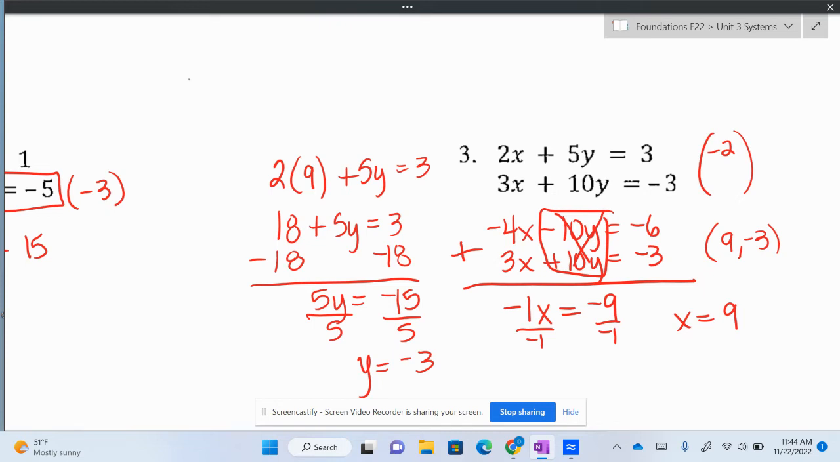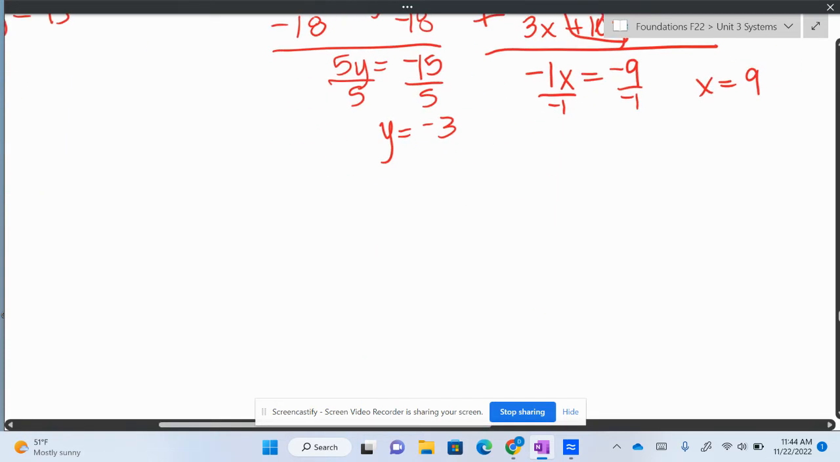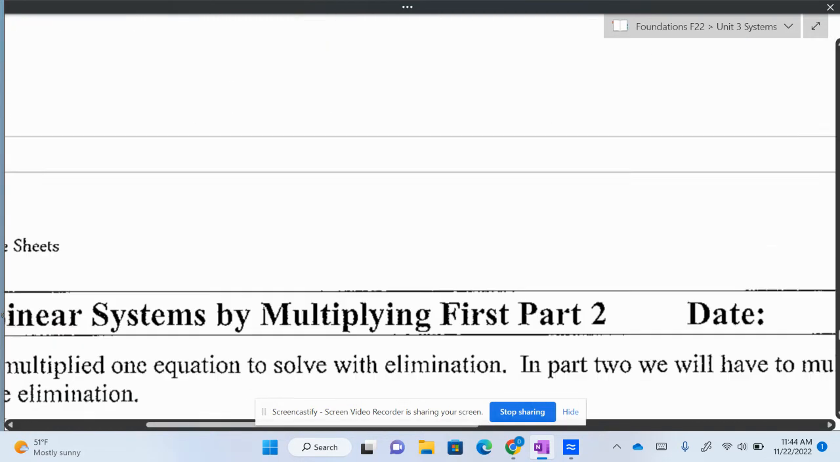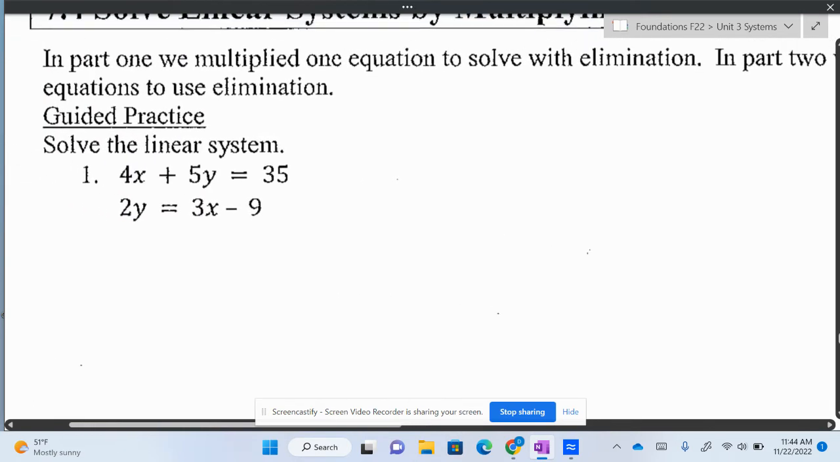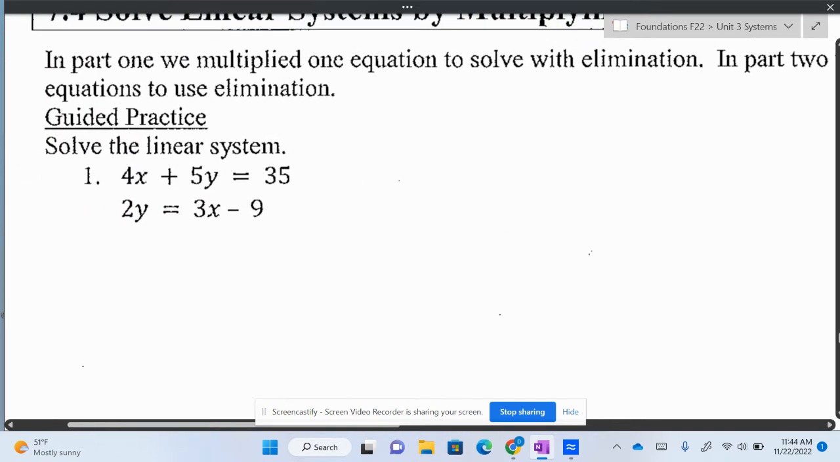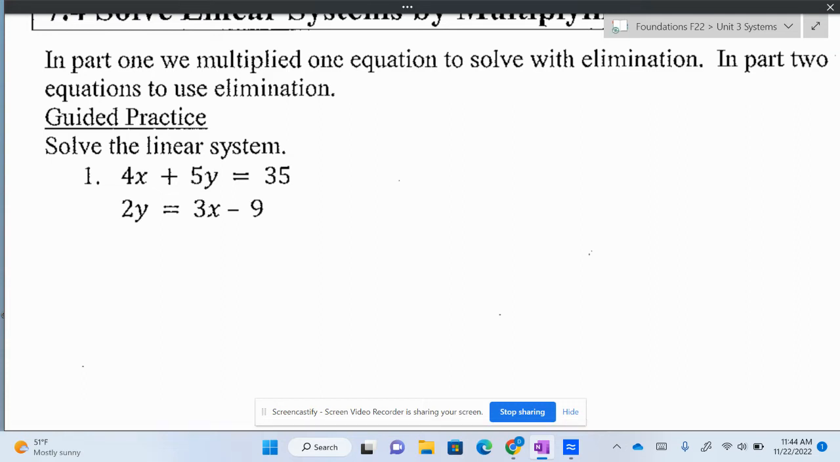Skip the word problems and go to page 24, please. I'm just going to go right to page 24. So how does this system look different than what we've been doing? The variable terms are in different places.